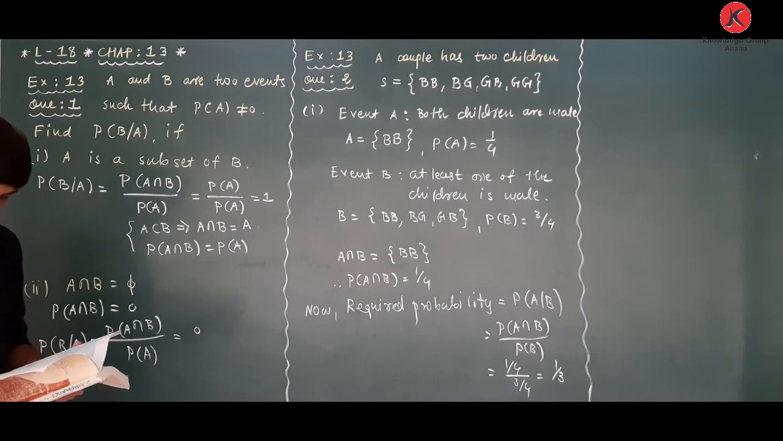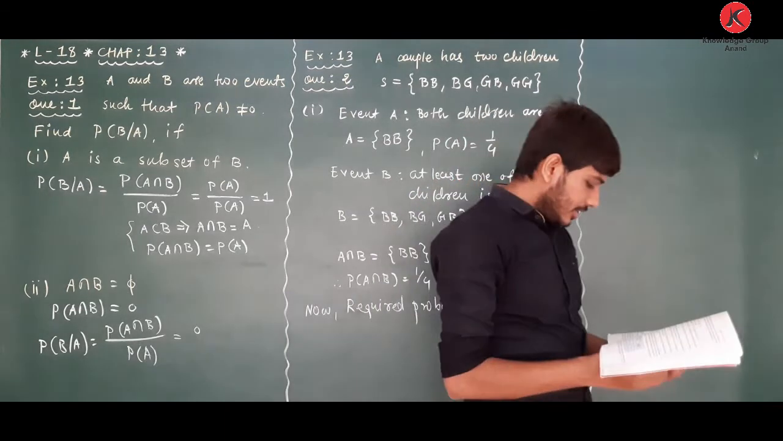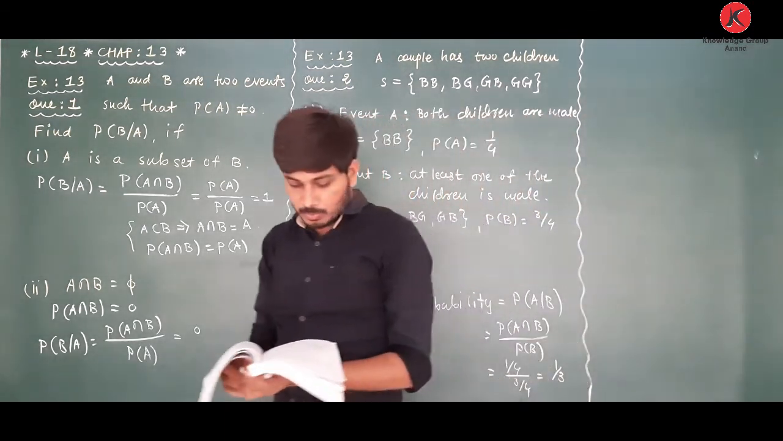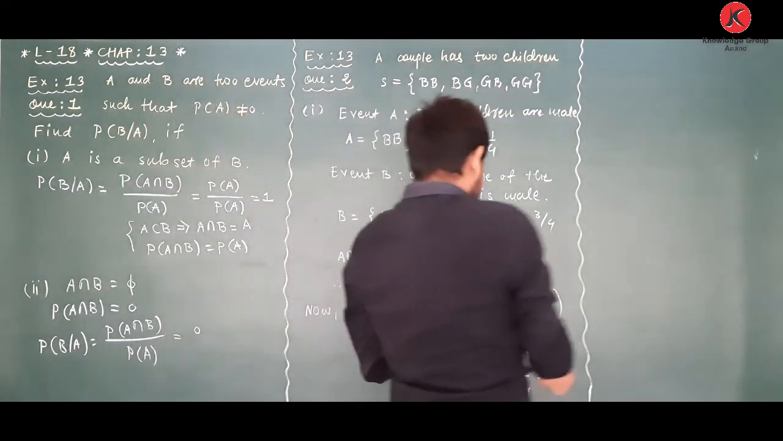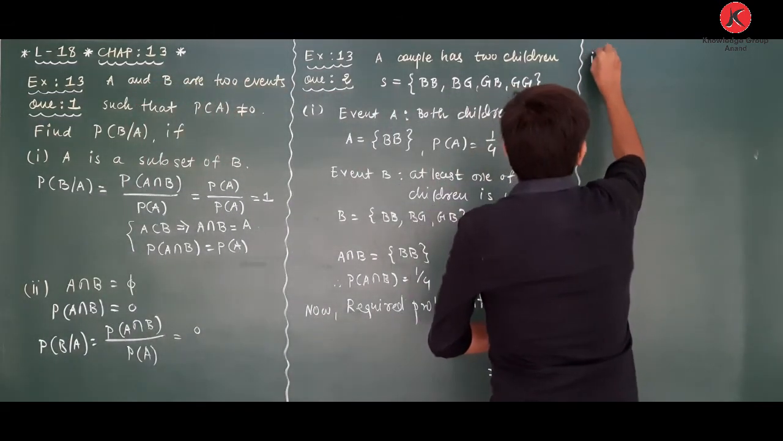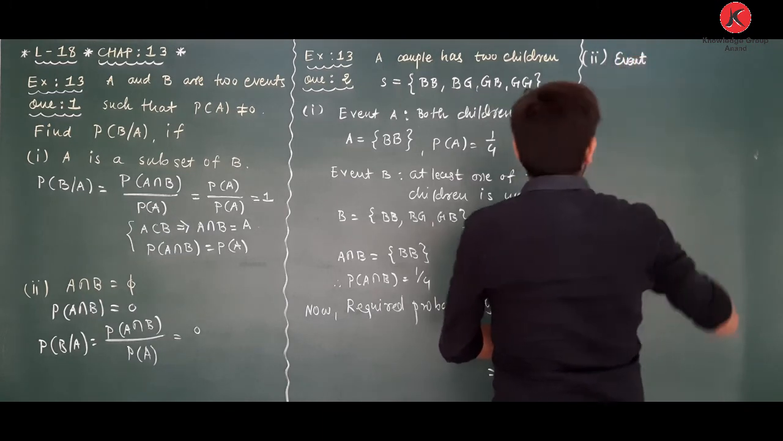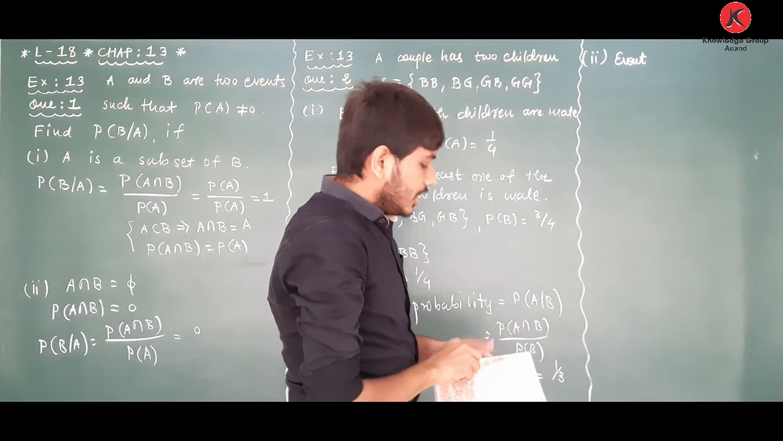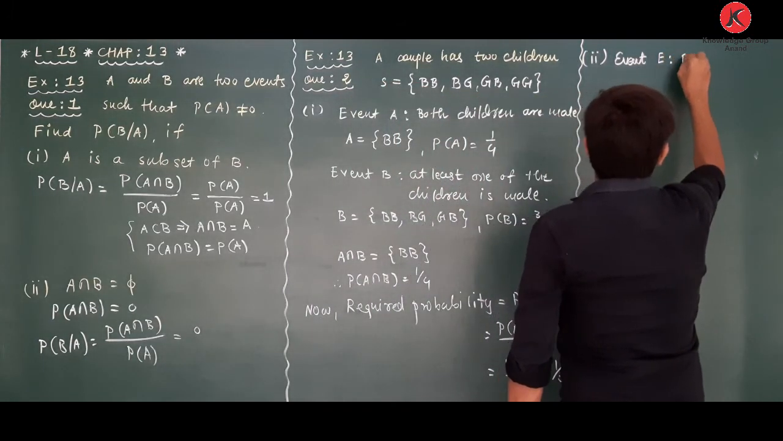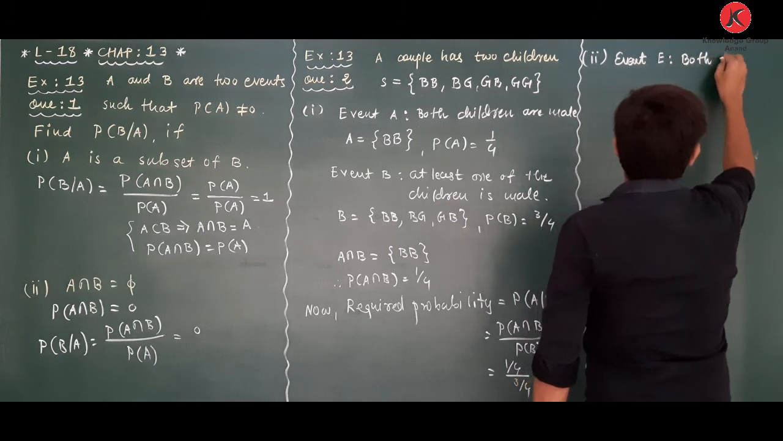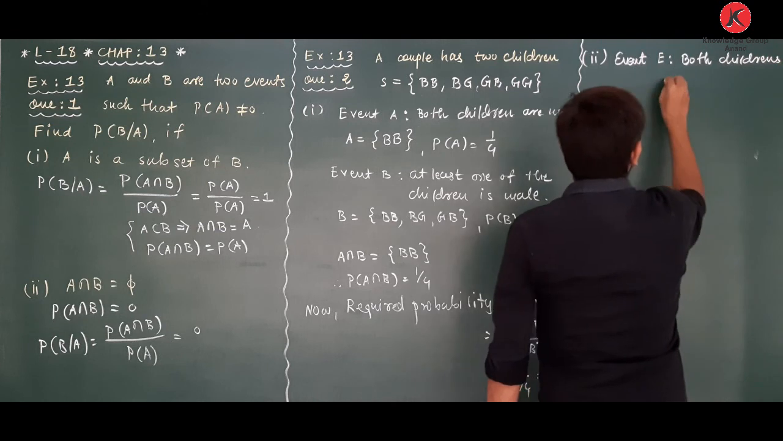Okay, now we are going to discuss the second. In the second, find the probability that both children are females. For that, let's assume the events. Since the question is the same, we will change the event names and call the event E: both children are females.